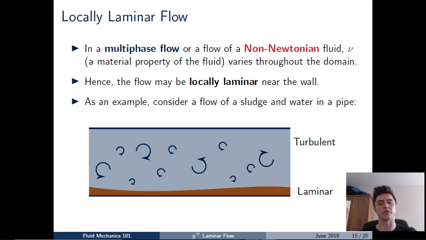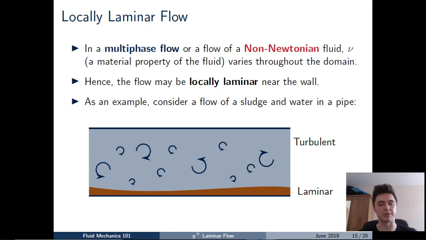Far from the wall, we might find that the value of the kinematic viscosity takes the value of, say, water or air, but close to the wall, where we have a build-up of non-Newtonian fluid, the material property, the kinematic viscosity of the fluid, may be much larger, and the flow could be locally laminar near the wall. One such example might be a flow of sludge and water in a pipe, as you can see in the diagram.